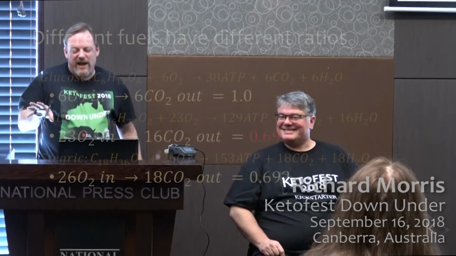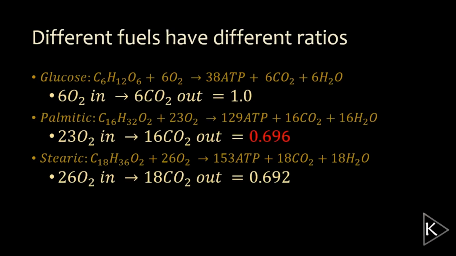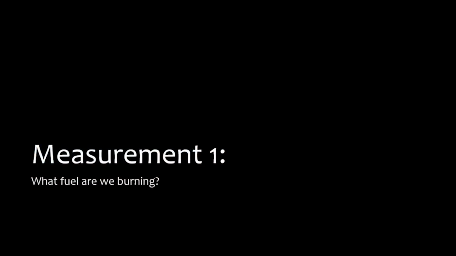And so, actually, fascinating. It's not all fats. Each fat is going to be different. For example, stearic acid, which is in beef and milk, has a ratio of 0.692. The longer the fat, the lower the ratio is. But it's roughly 0.7. So it's roughly 7/10: for every 10 oxygens going in, there are 7 CO2s coming out.